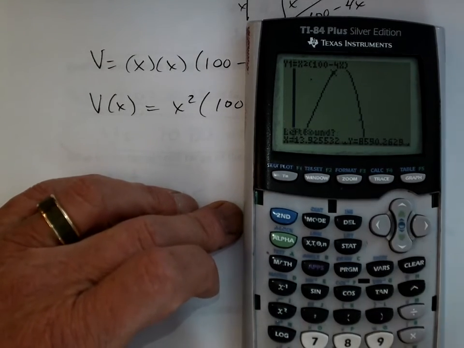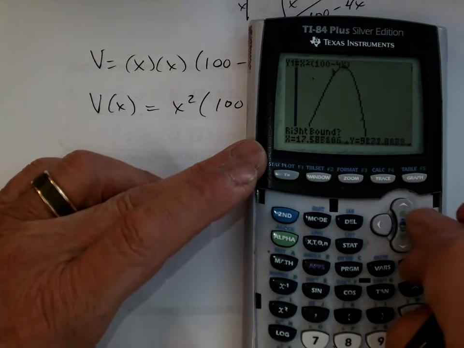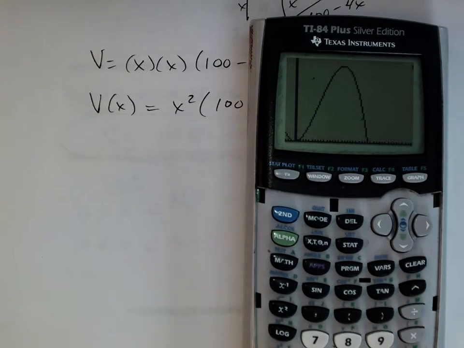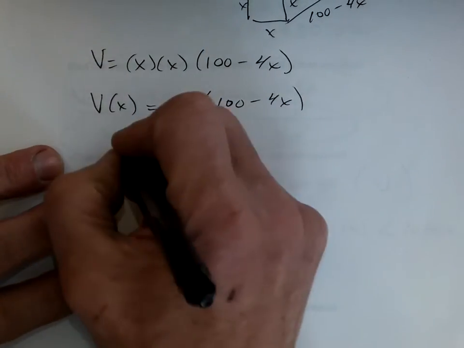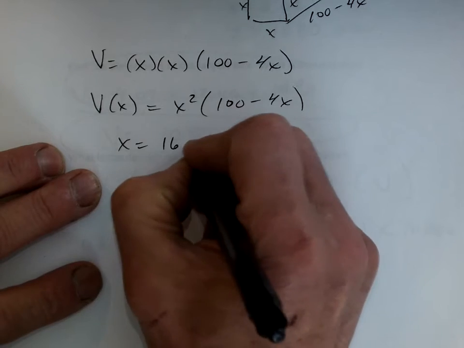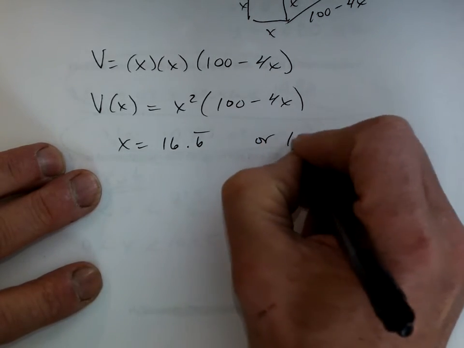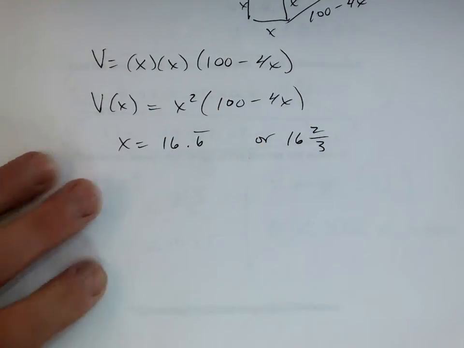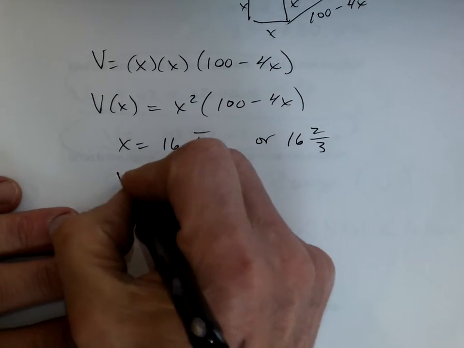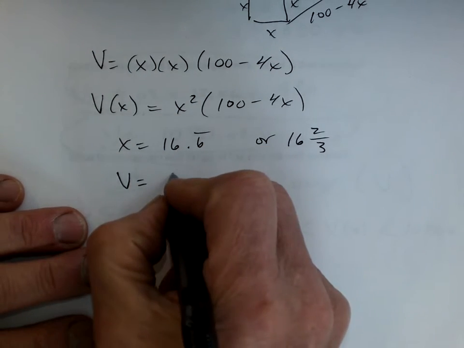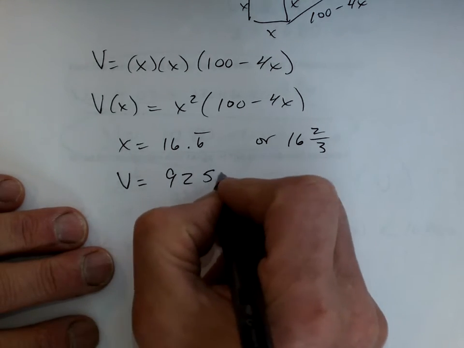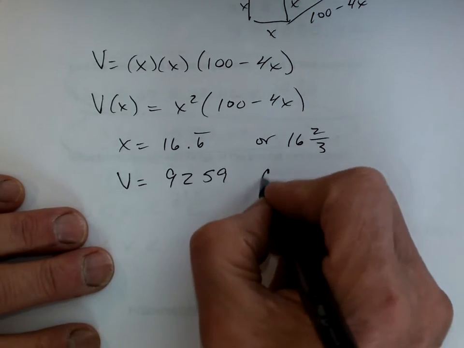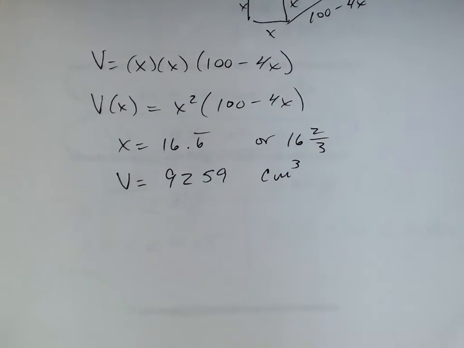I know, if everybody had a calculator, I could show you how these are amazing calculators. Yeah, 16 and 2/3, right? Perfect. So here's what we know. The x is 16.6 repeating, or 16 and 2/3, same number, right? And the volume is about 9,259 centimeters cubed, okay?